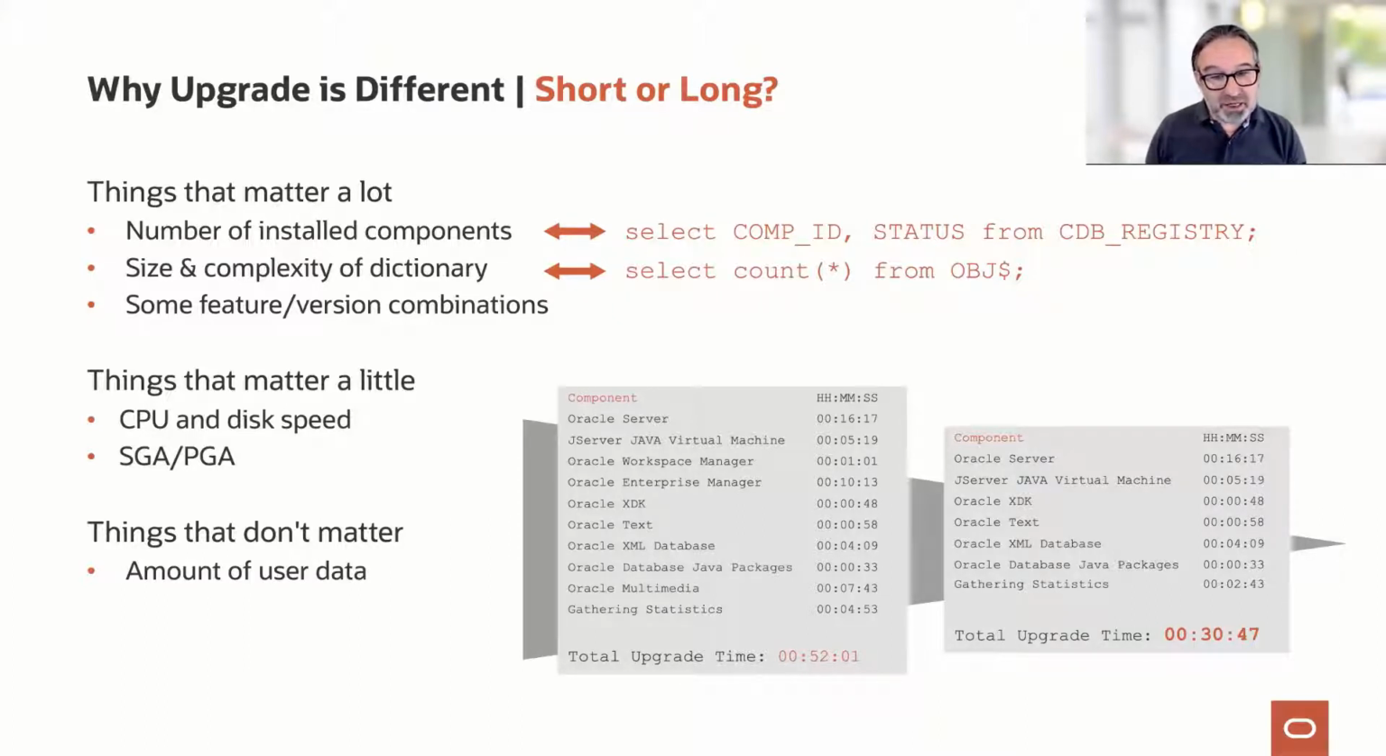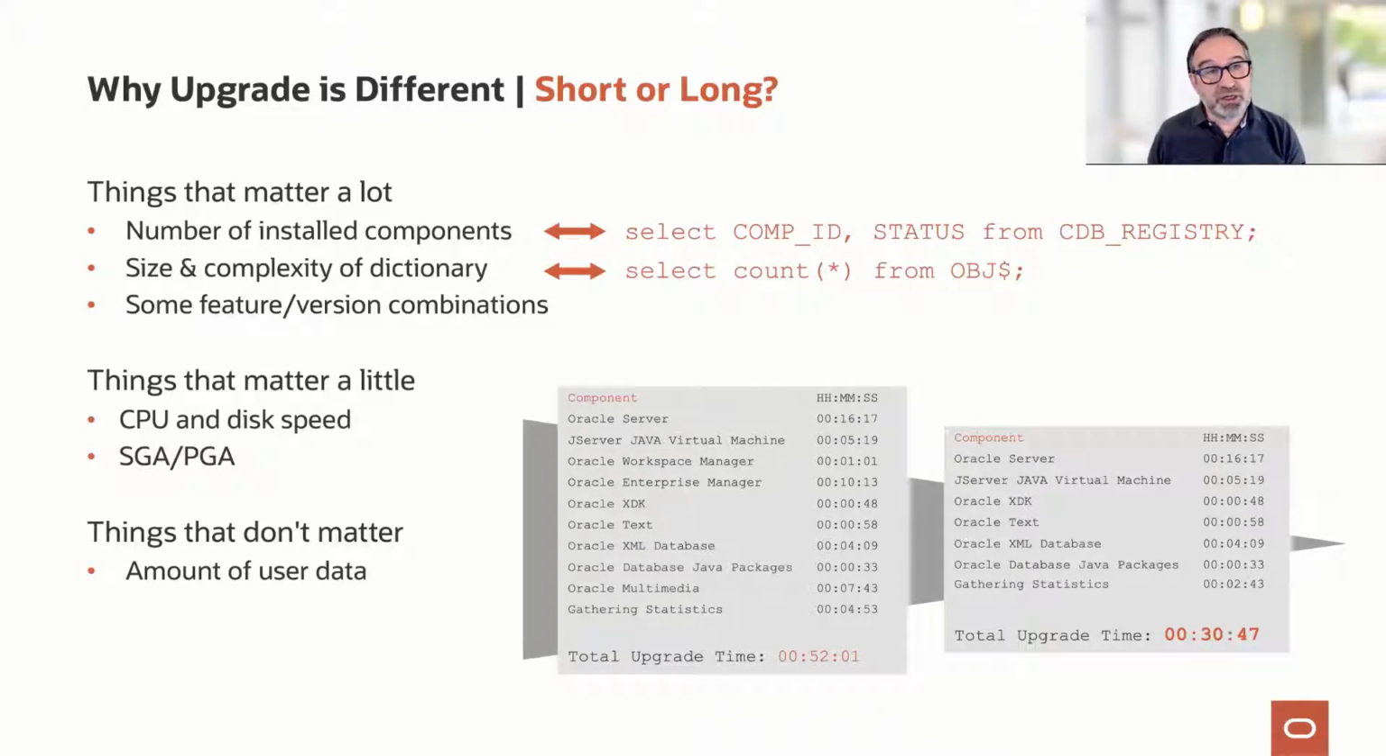So here is an example on this screenshot. You see an upgrade with, I would guess, 10 components, and it takes 52 minutes. If I go in and remove some of the components I don't use, like, for instance, multimedia here and the enterprise manager, the upgrade duration shrinks to 30 minutes. So this is your main handle to make an upgrade run faster.